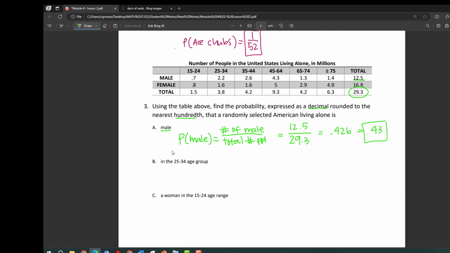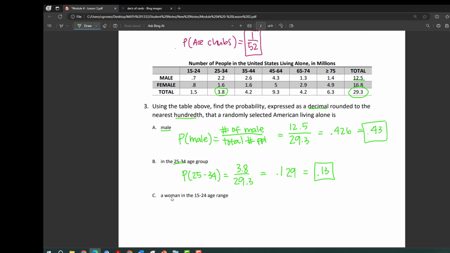Okay, on B, we want the 25 to 34 age group. They do not specify if they want male or female, so we're going to look at the total for that age group, which would be 3.8. And like I said, we are going to use that same total number of outcomes, which is 29.3. When you divide that out, you should get 0.129, which rounds to 0.13.